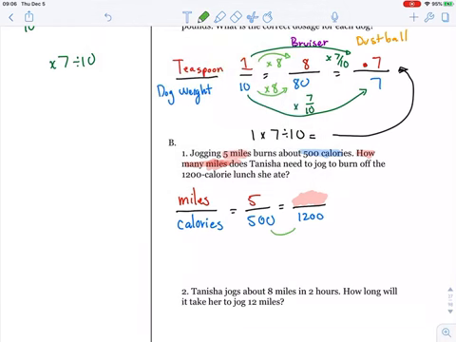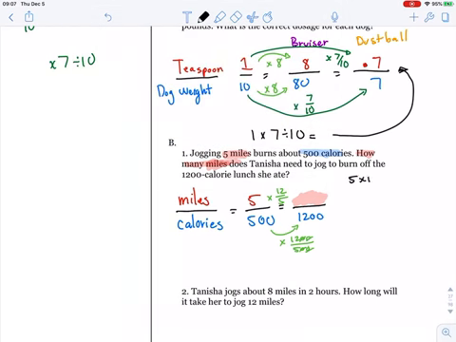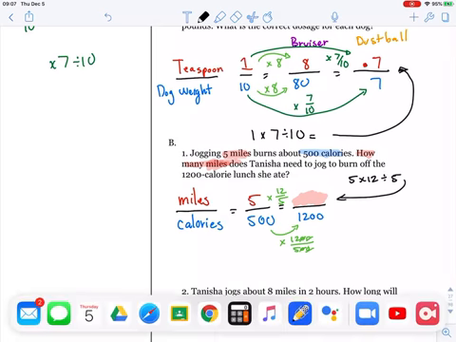Now, the amount of change from one to the next times new, her lunch, over 500, her jogging. Okay? You can cross out the zeros and make it just easier. 12 over 5. So I'm going to multiply this by 12 over 5. Okay? So, again, into your calculator, it is 5 times 12 divided by 5. And that's going to give you this answer.